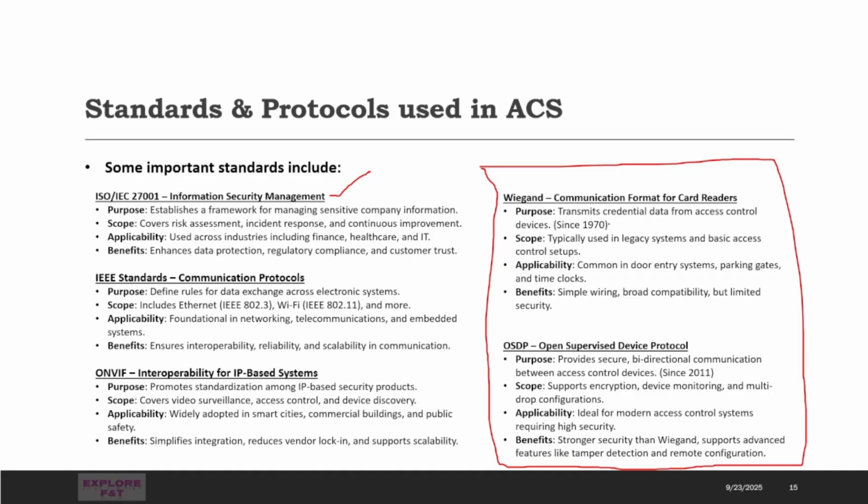This was invented in 1970. Scope: typically used in legacy systems, like old systems and basic access control setups. Because in Wiegand, if you are using a card, there is a reader, and here is a controller. If you use that card, this will just send a signal to the controller, and the controller will check their database, and if they find it, they will grant access to that card.